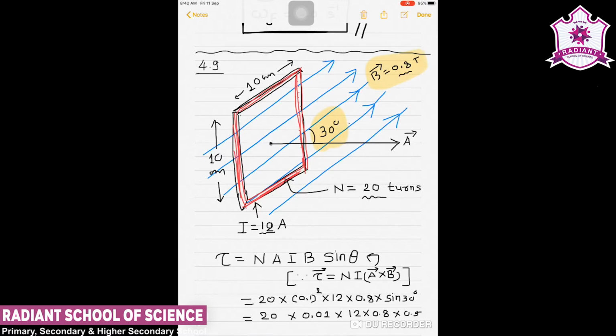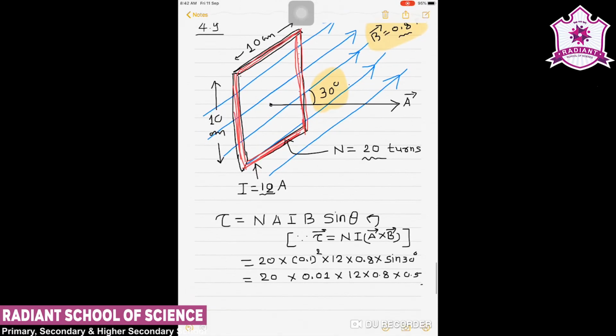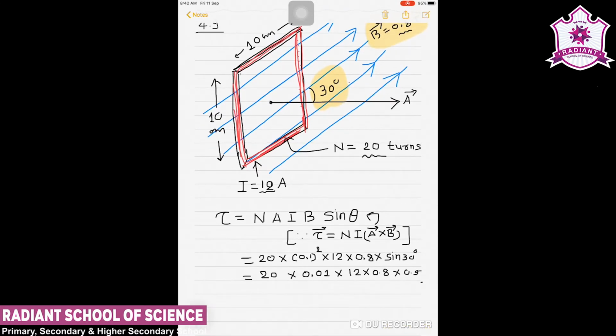When we solve this, we get the answer that the torque is about 0.96 Newton meter. So this will be the torque acting on this coil. So this is your example number 4.9.